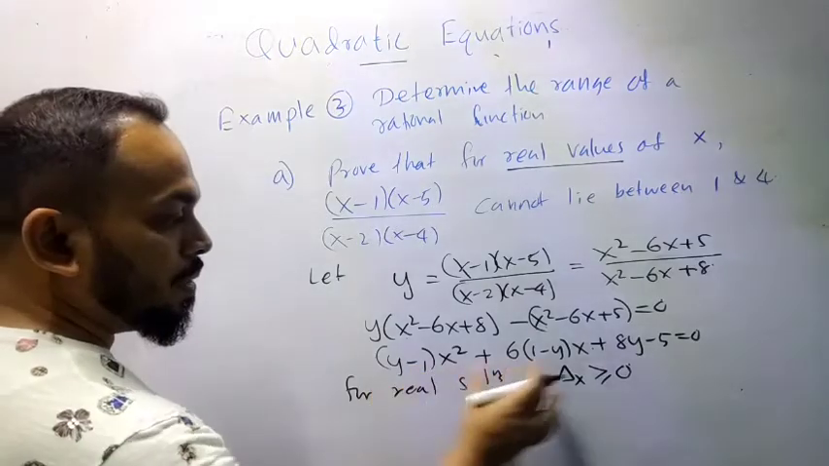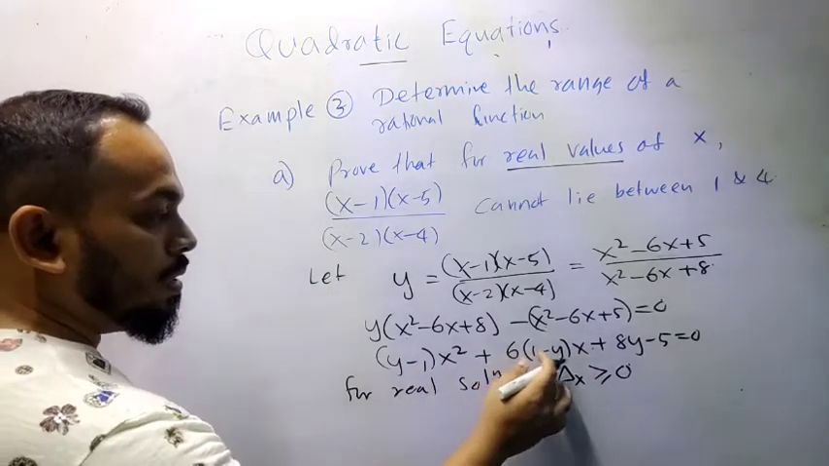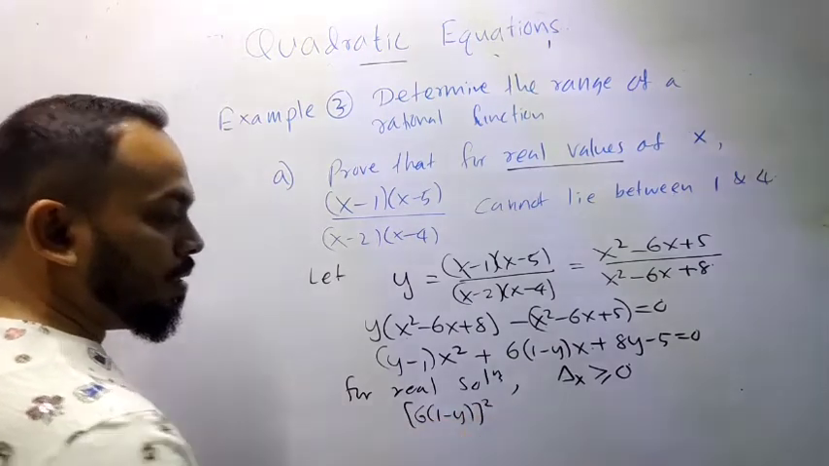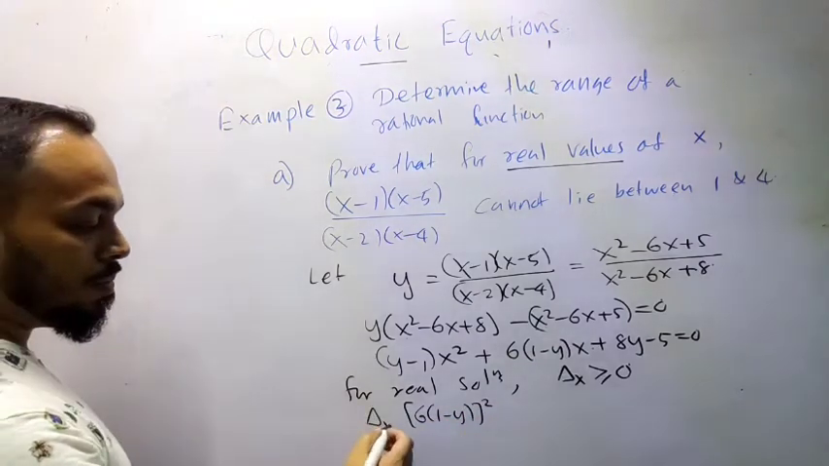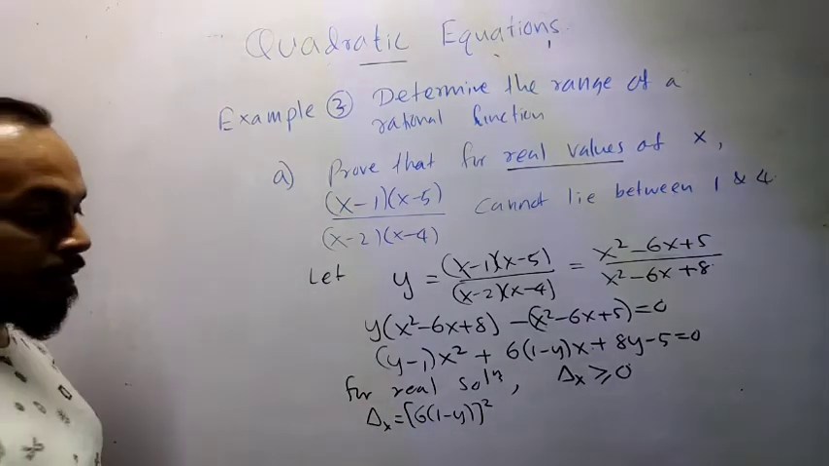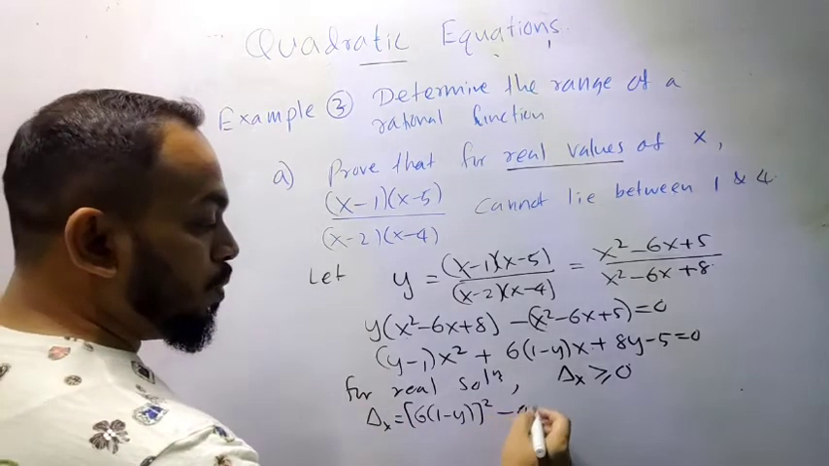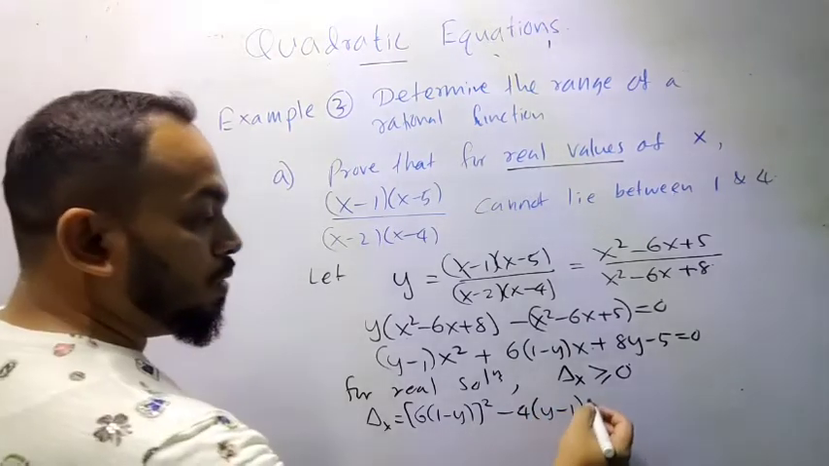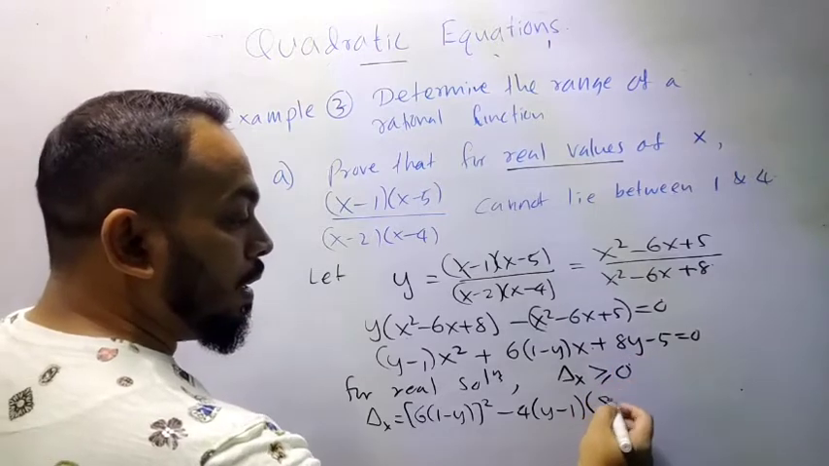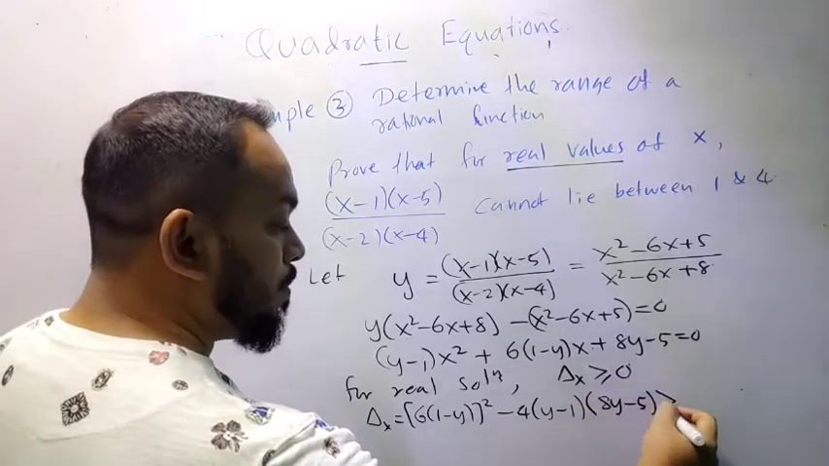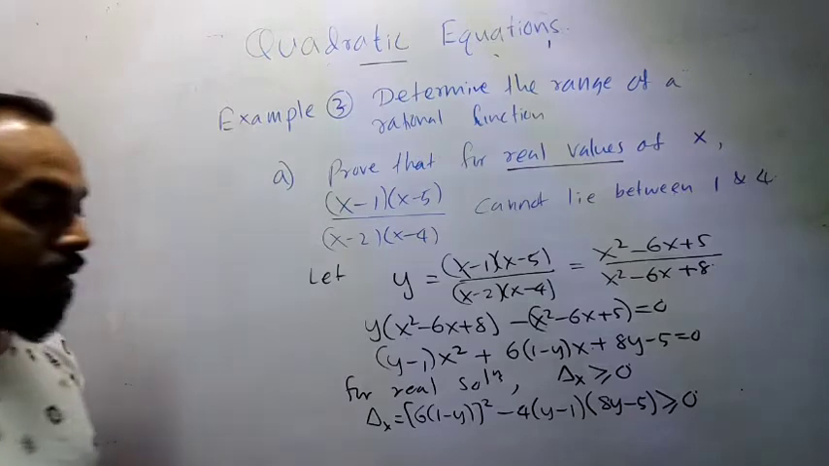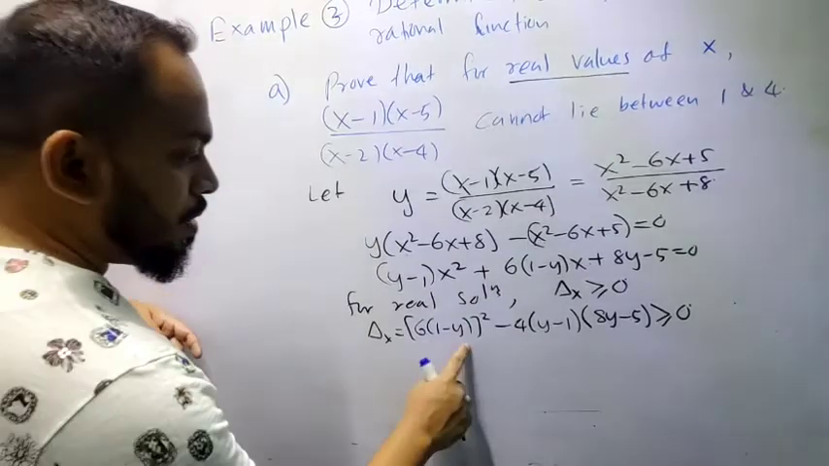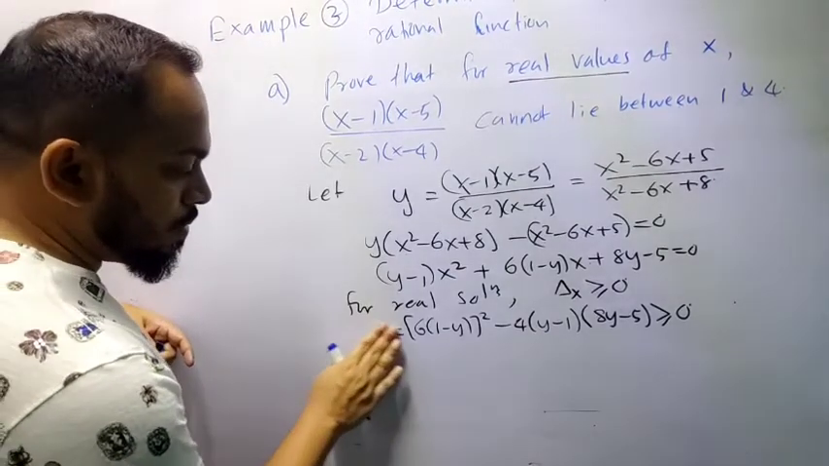Let's look at the discriminant. Here we get 6 times 1 minus y, whole thing squared. That is our discriminant. Minus 4 times y minus 1 into 8y minus 5 must be greater than or equal to 0. Right. So we can disregard this one now.